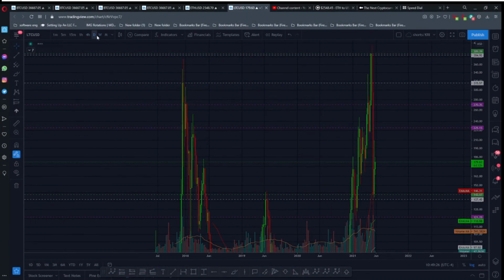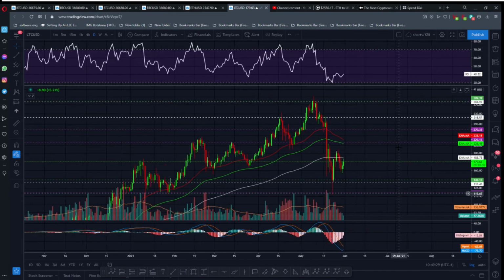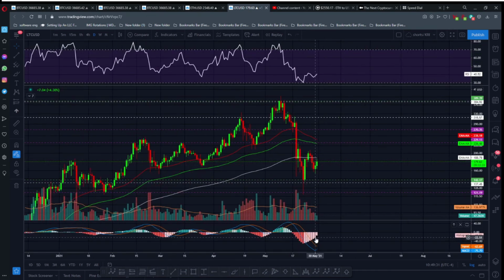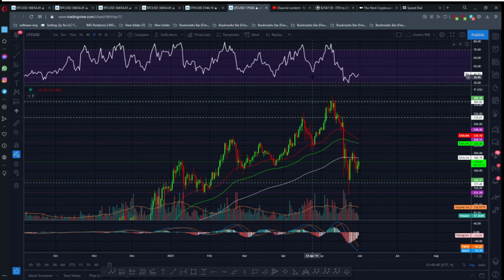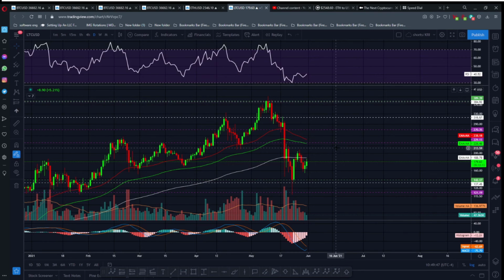But the most important thing here for me on Litecoin is the daily time frame, and especially the histogram on MACD. So we're going to see how this thing behaves right there. It is also good to place a support zone somewhere here on the daily time frame. I'm not going to do it. I'm just going to wait a little bit and see how these things behave.